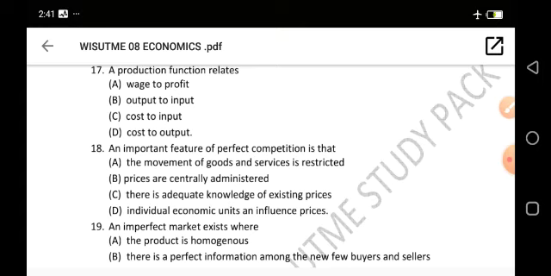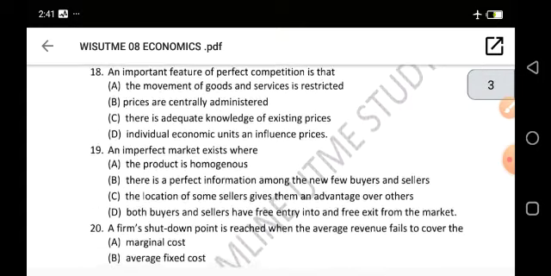Number 19, and imperfect market exists. So where do we have an imperfect market? Number one, their product is identical in nature, which is wrong. Homogeneous is wrong. It is heterogeneous in nature. Your imperfect market's products are heterogeneous in nature.